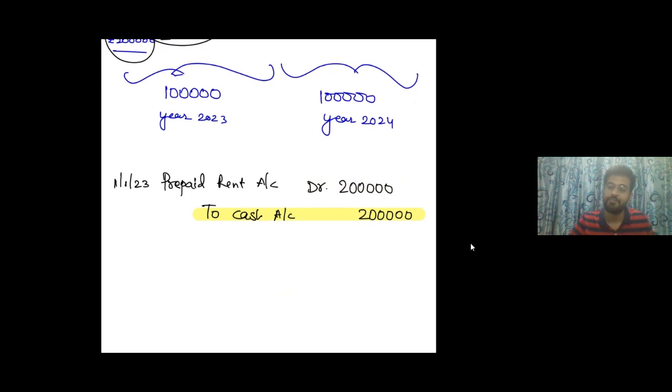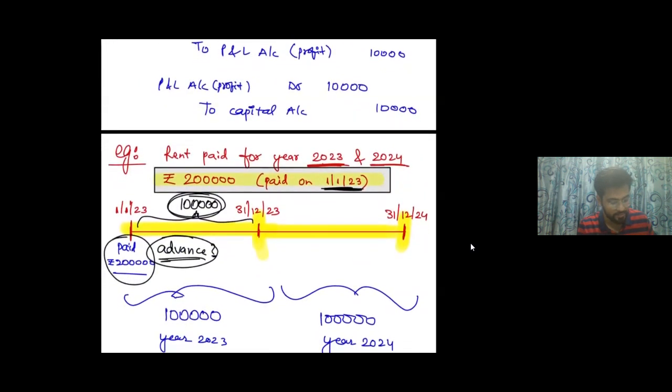This is the asset I have paid in advance. Benefit I will get in future. So whenever I will get that benefit, I will book the expense. Whenever I will get that benefit as per the accrual concept, I will book that as an expense. So when I am getting the benefit, the first year will end at 31st of December 2023. Okay, so we are now at this point of time.